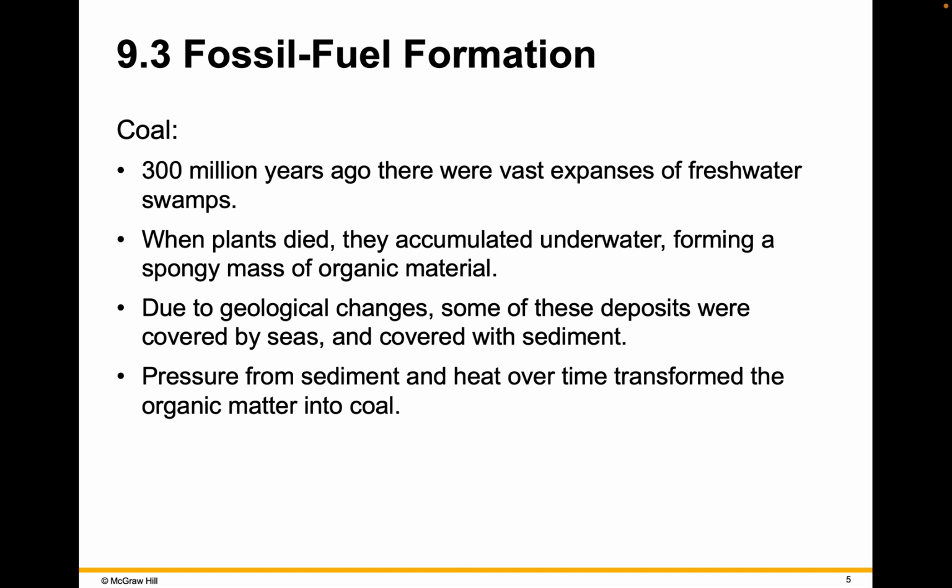All right, 9.3, fossil fuel formation. So most of the coal on the planet was made 300 million years ago when there were vast expanses of freshwater swamps. And when the plants died, they accumulated underwater, forming a spongy mass of organic material. Due to geological changes, some of these deposits were covered by seas and covered with sediment. Pressure from that sediment and heat over time transformed that dead organic matter into coal.